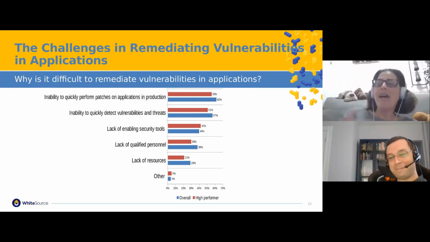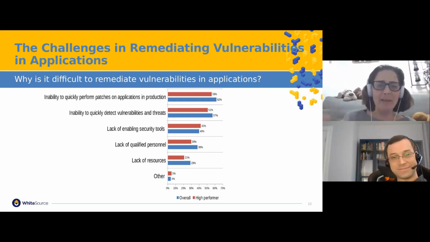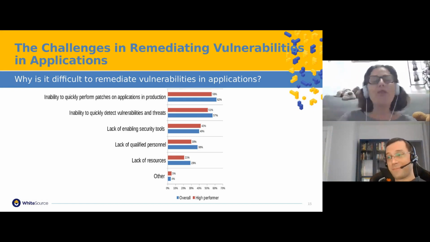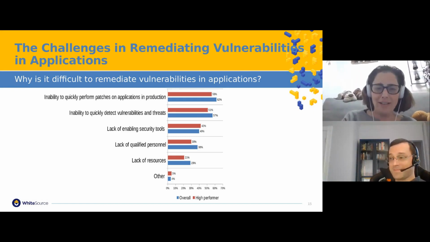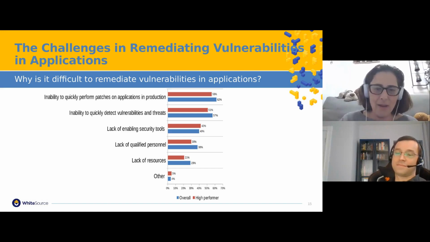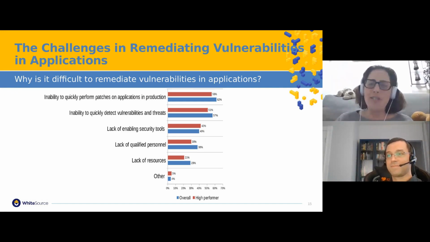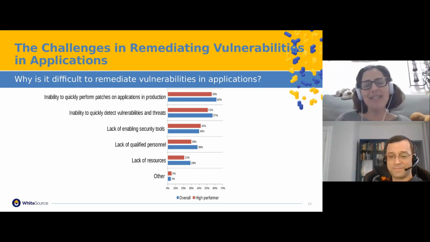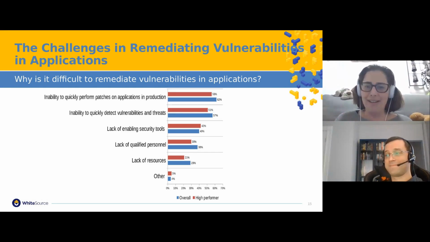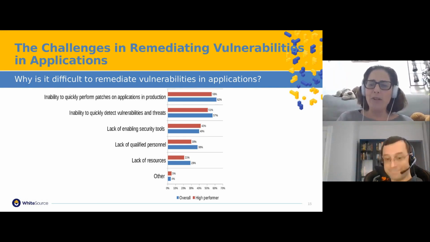So again, this is a question we asked everybody, but it was interesting to see the differences between the high-performing organizations and the overall group, and what they found more difficult than others. Overall, you could see that the high-performing organizations gave every reason a lower ranking than the overall, except for one, which was the lack of enabling security tools. What can we understand from that, Jeff? How do you explain this?